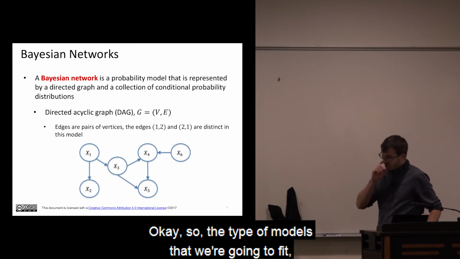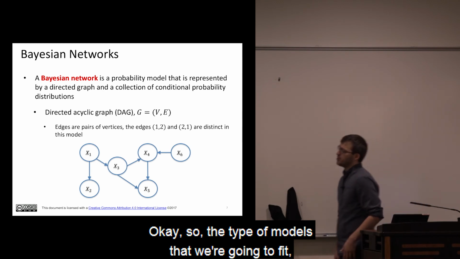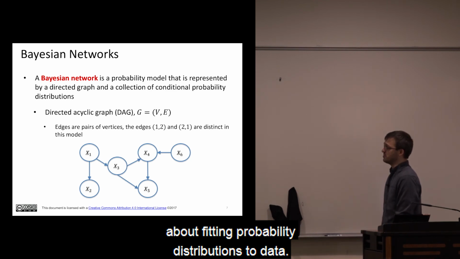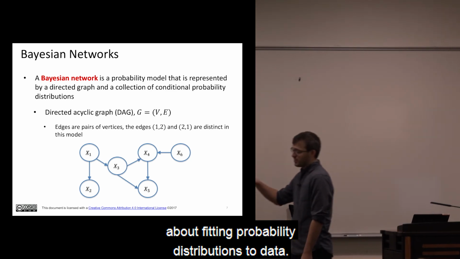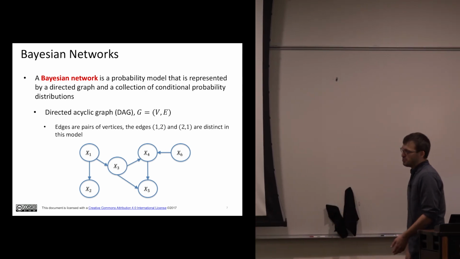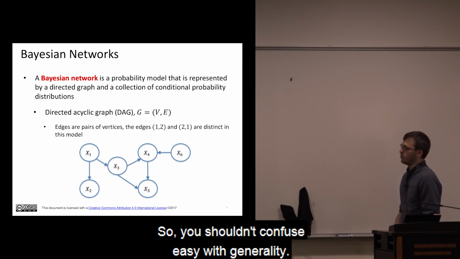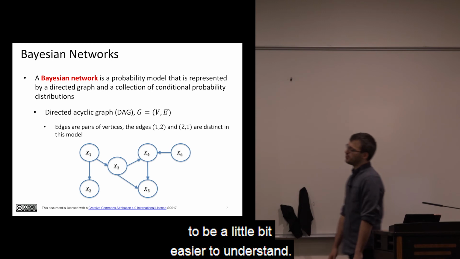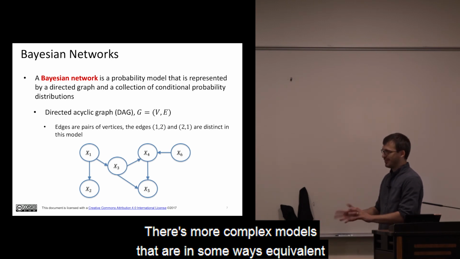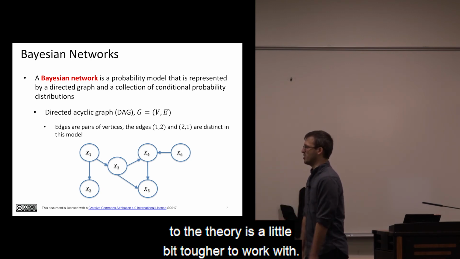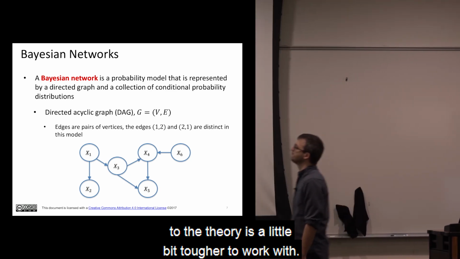Okay. So the type of models that we're going to fit, there are lots of different ways we can think about fitting probability distributions to data. The one that we'll focus on here, simply because it's the easiest, are Bayesian networks. You shouldn't confuse easy with generality. They actually apply quite generally. It's just that they happen to be a little bit easier to understand. There are more complex models that are in some ways equivalent and simplify representation a bit, but the theory is a little bit tougher to work with.